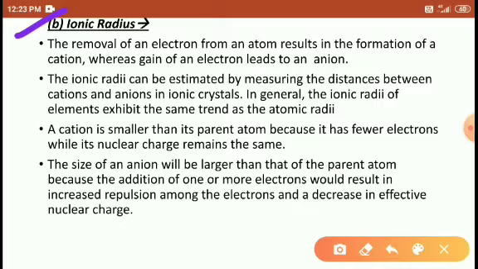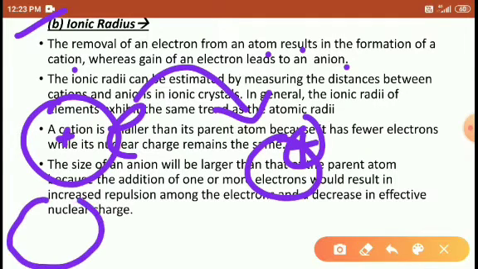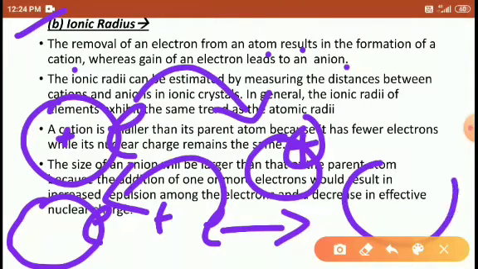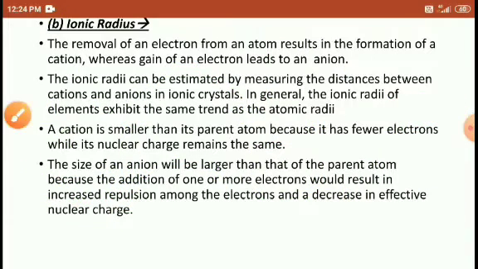The removal of electrons from an atom results in the formation of cations, whereas gaining electrons leads to the formation of anions. Okay, students, if we remove the outermost electrons from an atom, it forms a cation with a positive charge. The atom which accepts extra electrons forms anions. So these we call ions, right students?